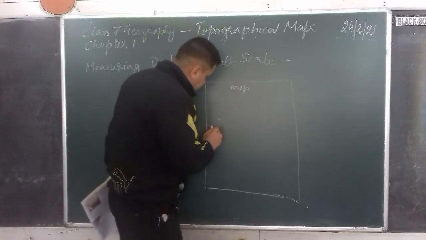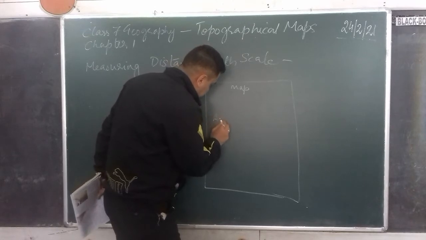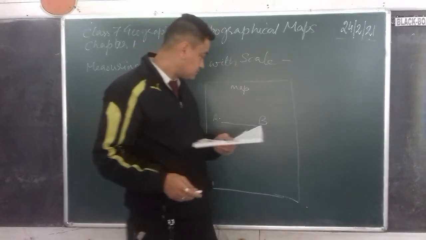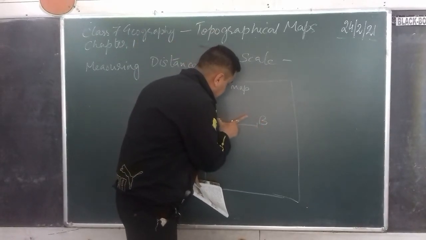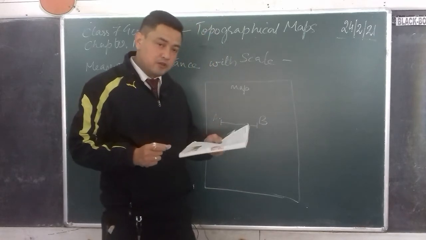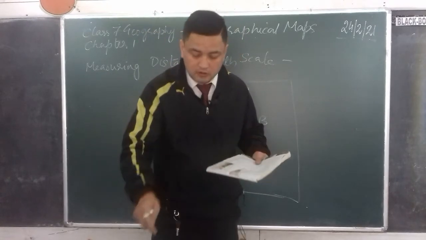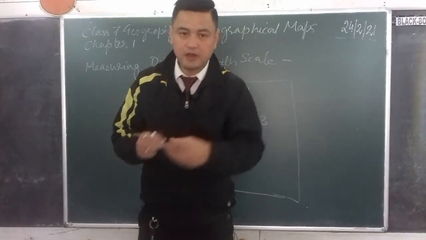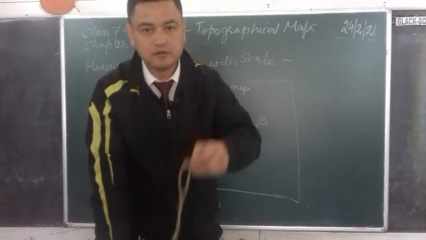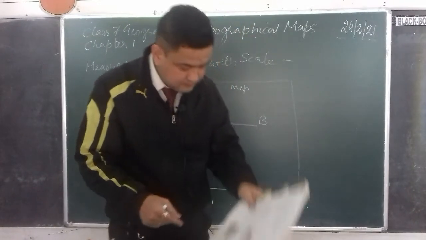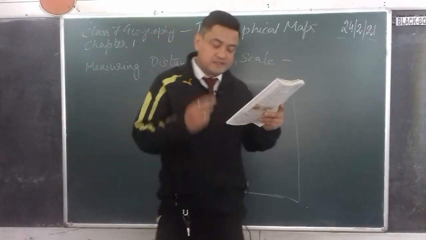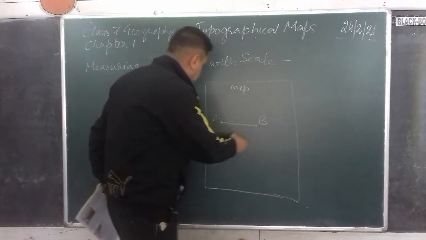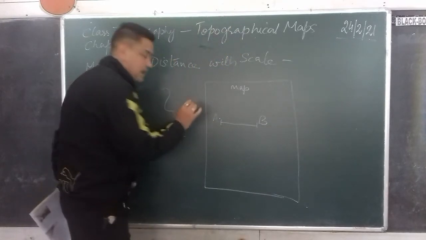Now in the map you find that there are 2 points A and B. To measure the distance on the map from point A to B, you can either use a ruler. A ruler is this one. You can either use a ruler, a divider, or a twine or a string. Selection of tools will depend on the distance to be measured, whether it's a straight line or a curved line in a map.